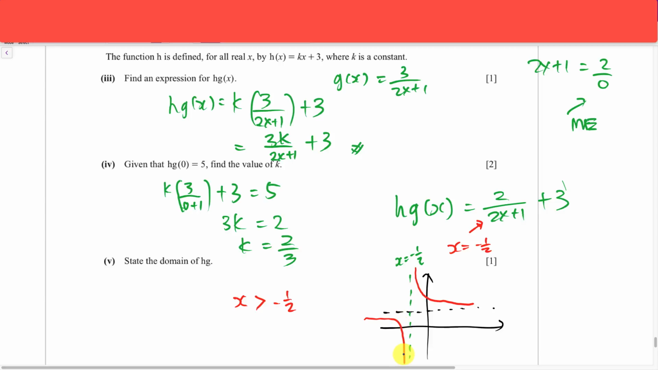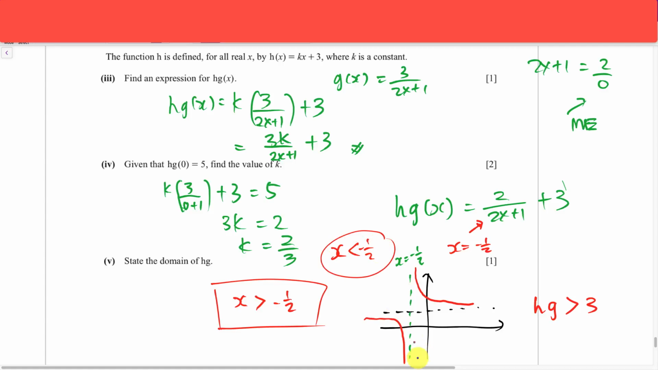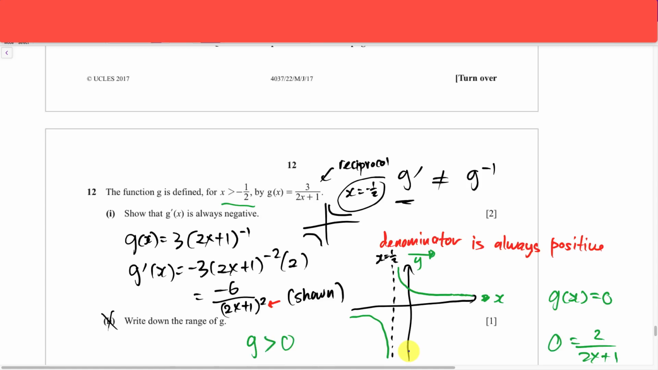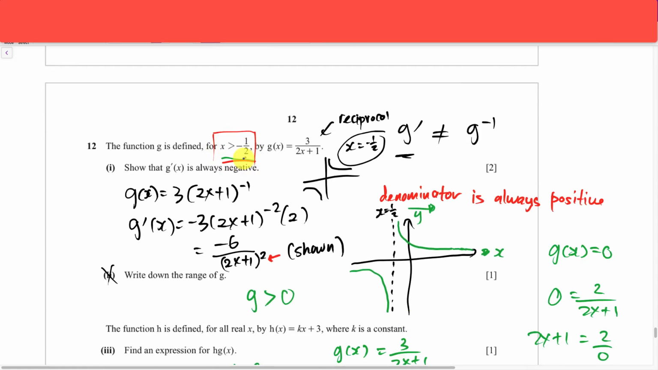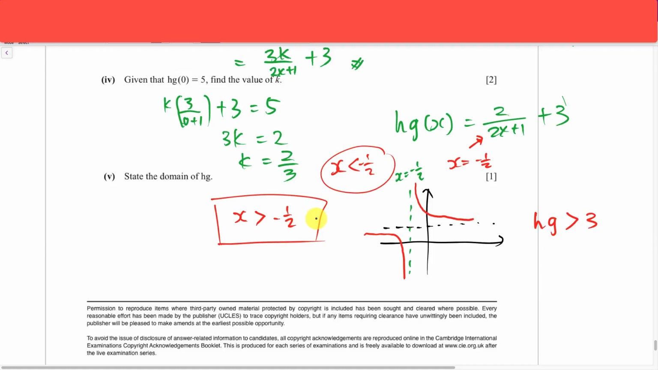If the question asks me about the range here, I will say hg must be bigger than 3. But for the domain, I will just copy whatever we have on the top here. Then you might ask, how come you cannot write x is less than negative half? Because this one has the function also. But at the very beginning they say x must be bigger, so you have to follow back this one. I will not use this one because it does not fulfill the condition at the beginning.